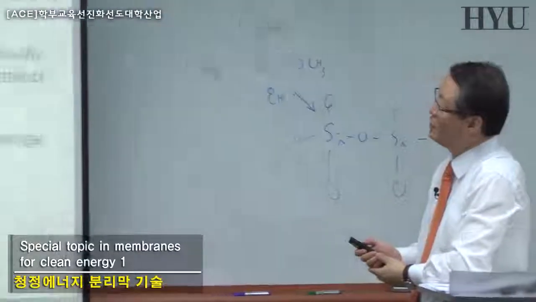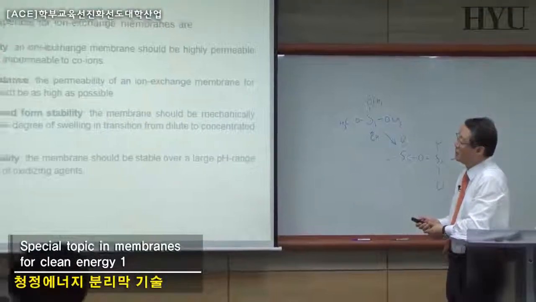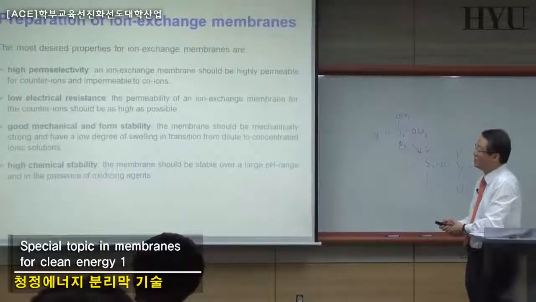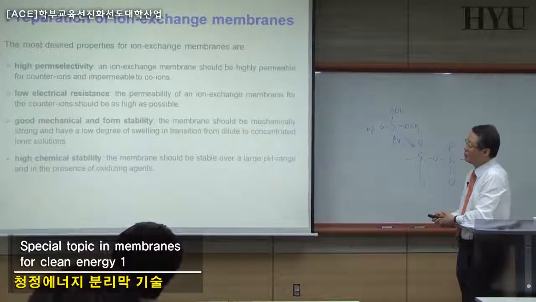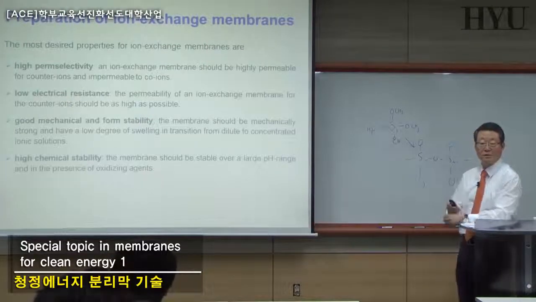Now, this ion exchange membrane should have selectivity, and selectivity should be high enough to separate the ions. You should have low electrical resistance. We need to have a membrane with high mechanical strength and chemical strength. And that's the essential part of these ion exchange membranes.